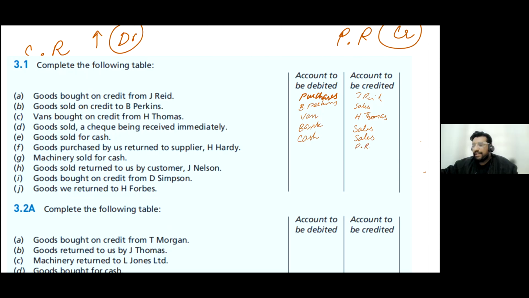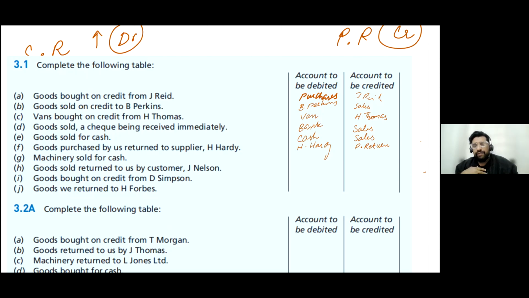And H Hardy was my liability because I bought from him on credit. Now, because I have returned goods to him, it means I'm not going to pay for those goods which I've returned. So my liability is decreasing. And when liability decreases, we debit it. When liability increases, we credit it. And when liability decreases, we debit it.